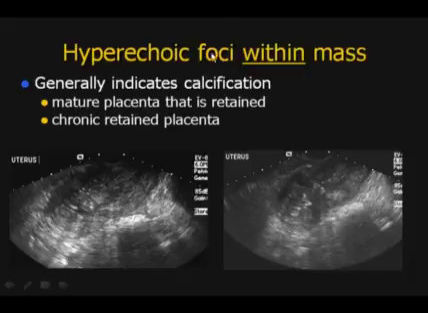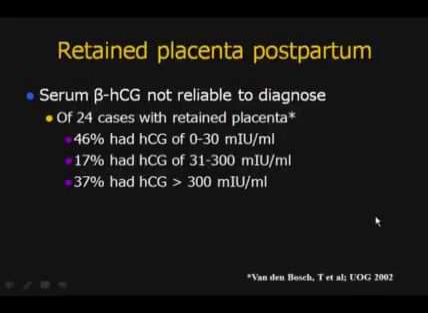If you see it within a mass, as in this case, here's a mass with these echogenic foci, then it is more concerning. Probably is calcification, and it could be mature placenta with calcification that's retained postpartum, because we know that the placenta does, during pregnancy and the later part of pregnancy, have more calcifications. Or perhaps if it's been retained for a long time, even postpartum, you could get some more dystrophic calcifications. So I get more concerned about hyperechoic foci. If there's an endometrial mass, more likely to indicate retained placenta in those cases.